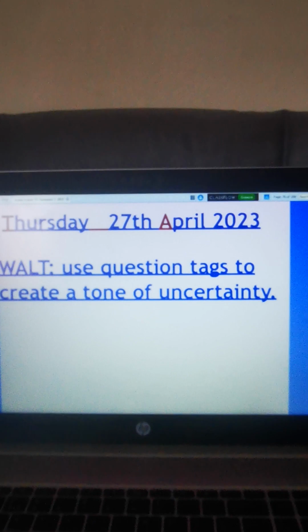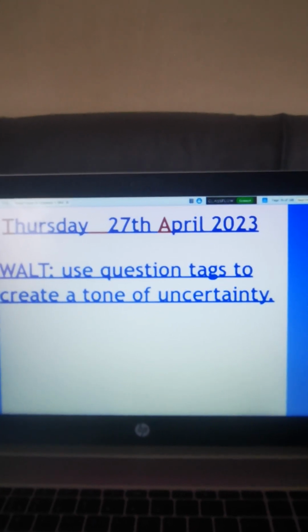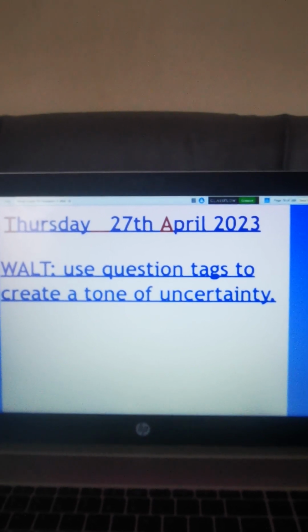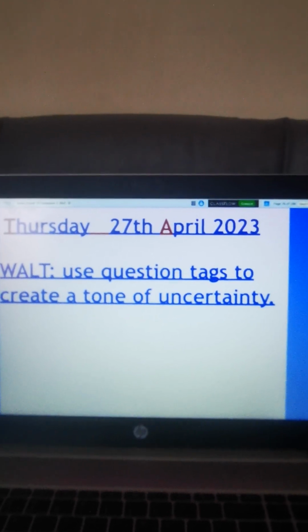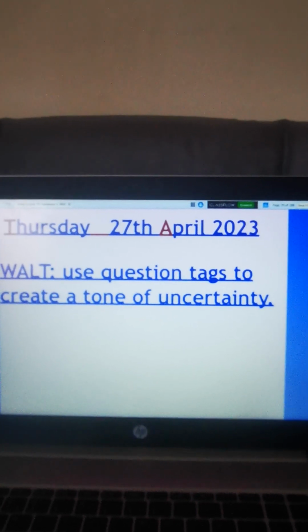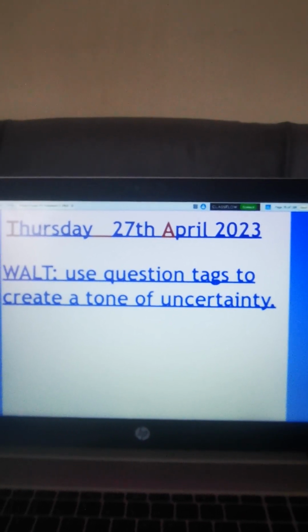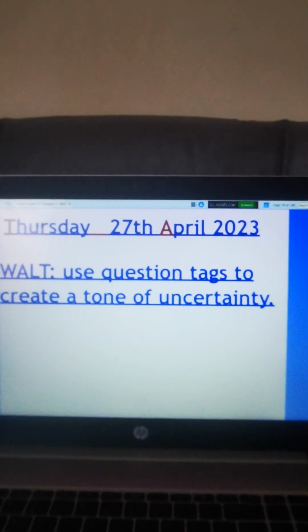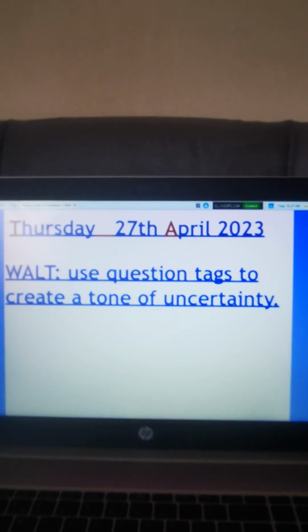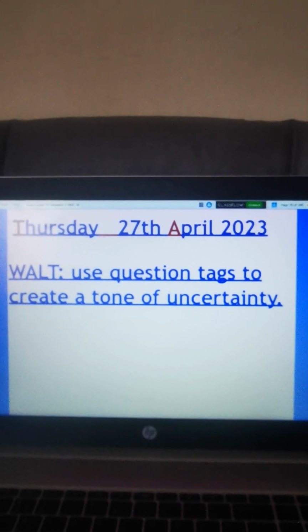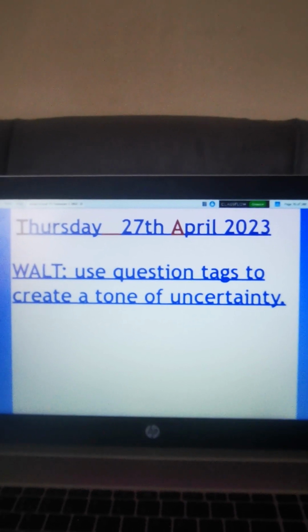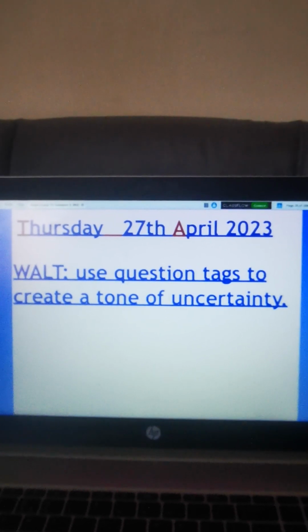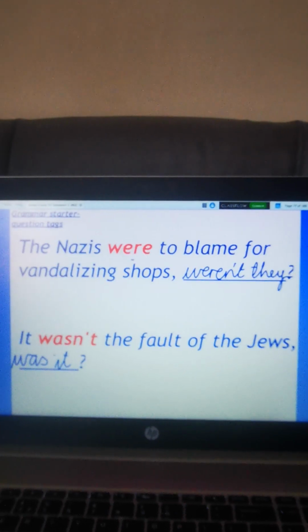So we had a double literacy lesson, and one lesson we spent on just exploring question tags because they had never done it explicitly, and the other half of the two-period literacy lesson was spent looking at shades of meaning, which is all based on how children choose words for the most effective impact on their reader. So, using question tags to create a tone of uncertainty.